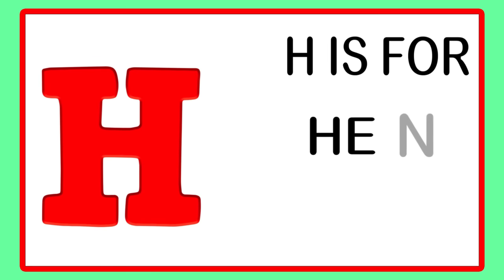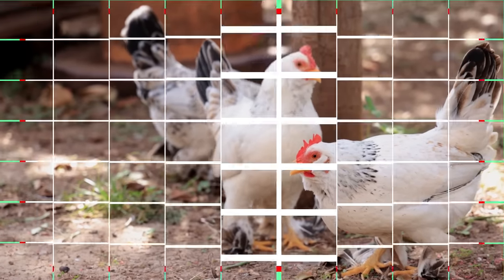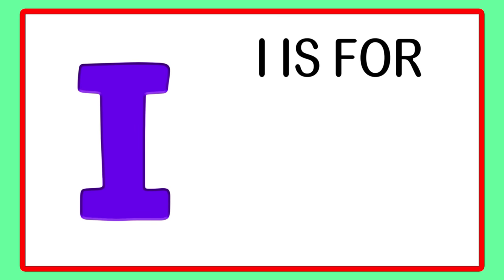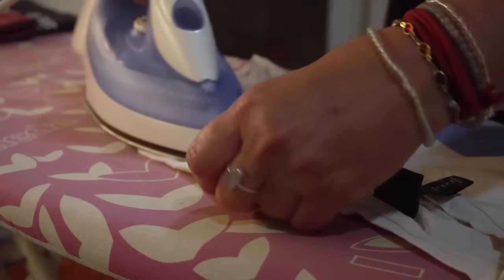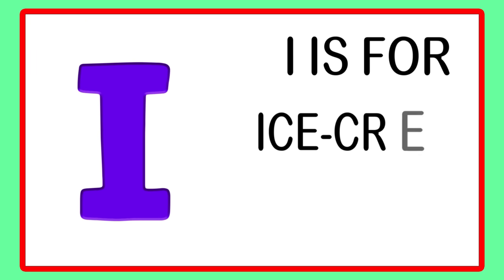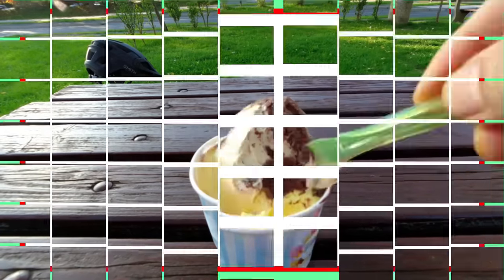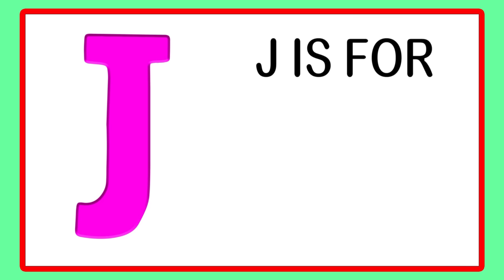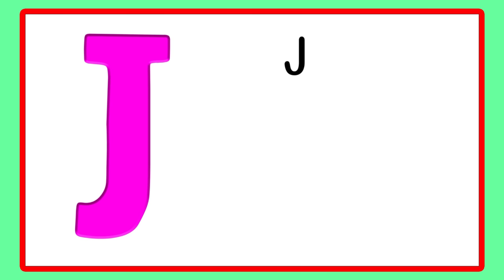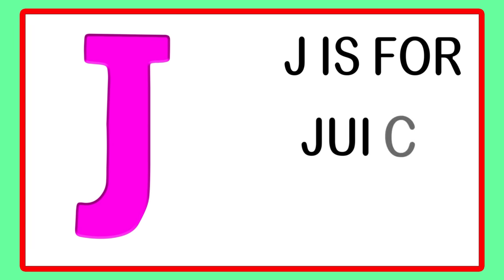H is for hen. I. I is for iron. I is for ice cream. J. J is for jeep. J is for juice.